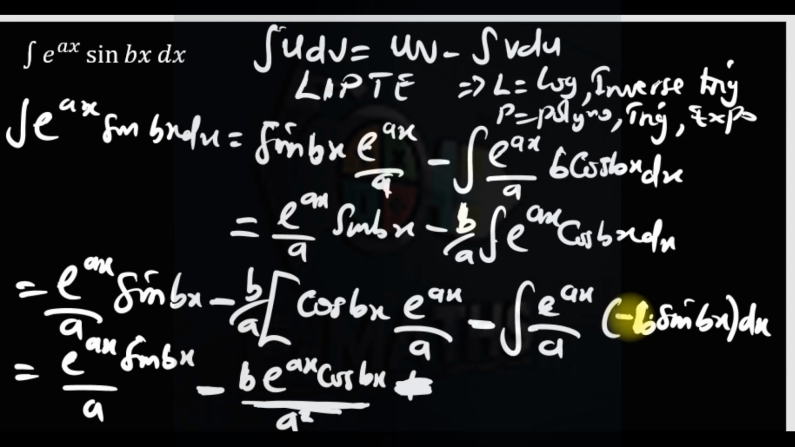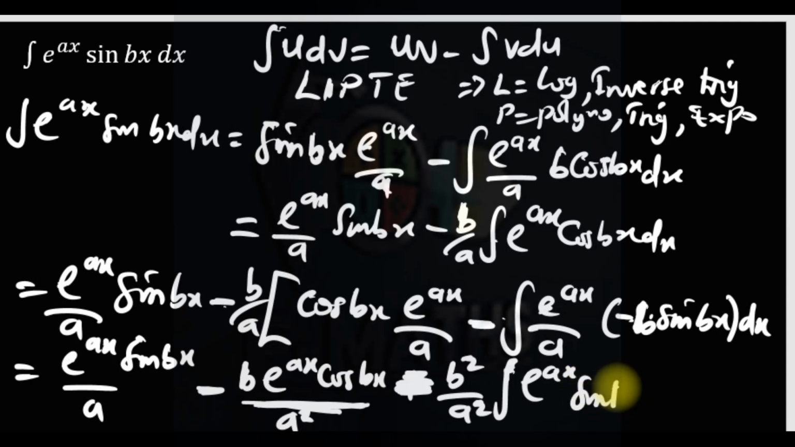This times this is minus already, so this times this is plus, times that is minus. b times b is b squared, so I have minus b squared over a squared integral of e raised to power ax sine bx dx. So look at this, because that's where the mathematics comes in.